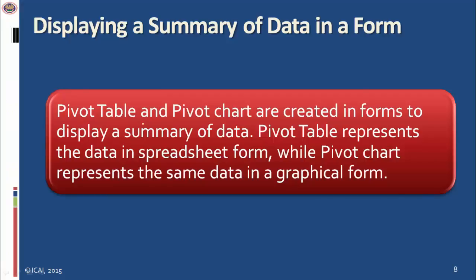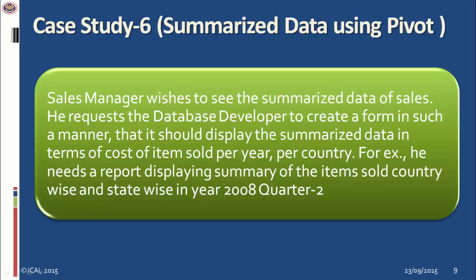Next is displaying a summary of data in a form. Pivot table and pivot chart are created in a form to display a summary of data. A pivot table represents the data in a spreadsheet form, while a pivot chart represents the same data in a graphical form. We can understand summarizing of data with the help of case study 6, summarizing data using pivot.